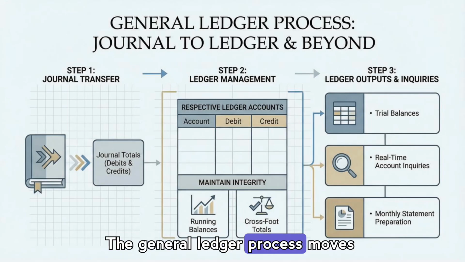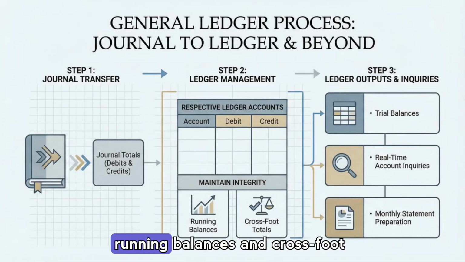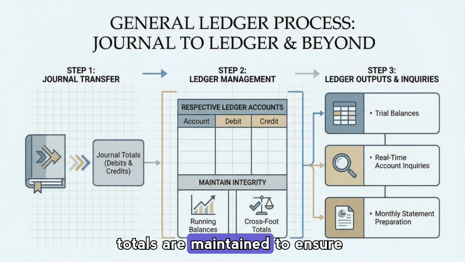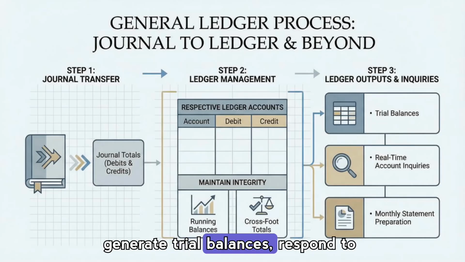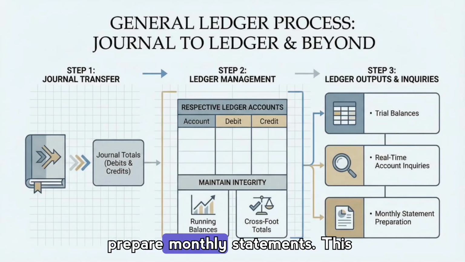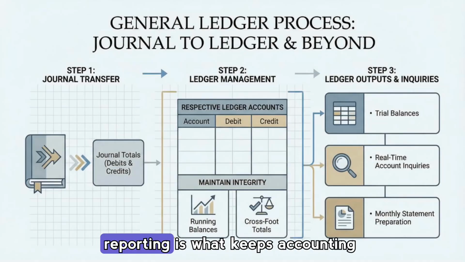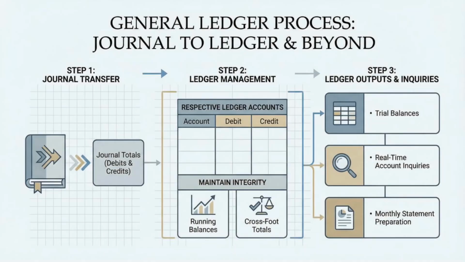The general ledger process moves recorded journal totals into respective ledger accounts, where running balances and crossfoot totals are maintained to ensure integrity. From the ledger, we generate trial balances, respond to real-time accounting queries, and prepare monthly statements. This flow from journal to ledger to reporting is what keeps accounting accurate and useful for ongoing decision-making.